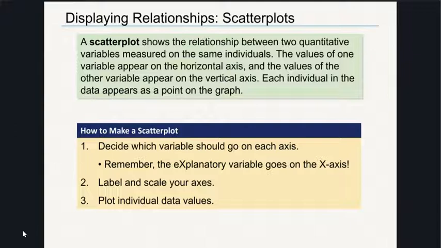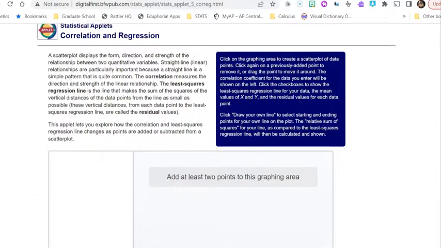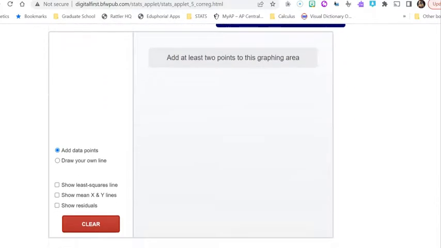A scatter plot is something where you actually put... You have a bunch of data, and all you're doing is plotting points. And I'm going to show you an example of that right now. So this is an applet that we used in class, and this is an opportunity to create a scatter plot.